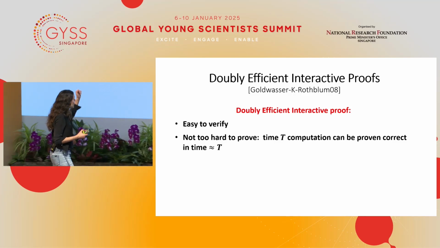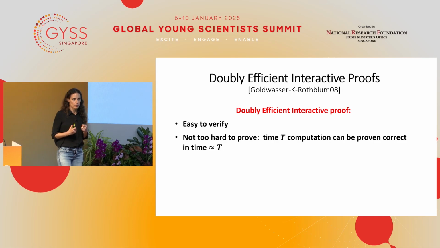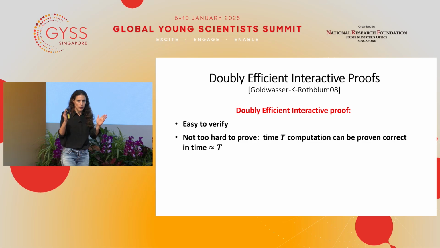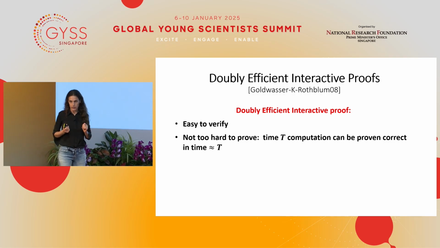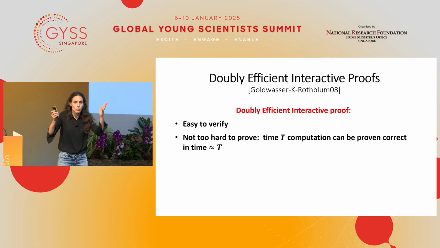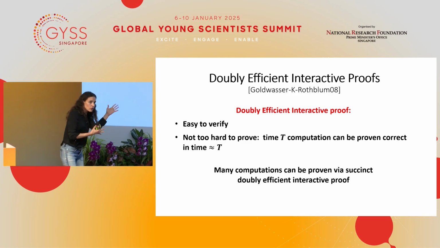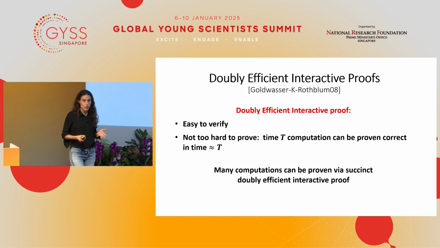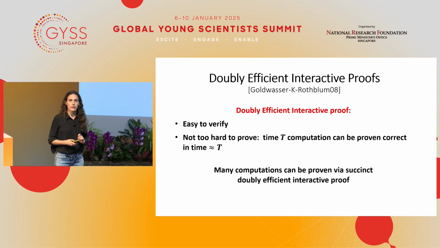And so we said, let's try to construct what we called doubly efficient interactive proofs, where the verifier should be very easy to verify. Okay, so it should be very short and very easy to verify. But also the prover is not all powerful. Also the prover should not have too much overhead. So if computing takes time t, proving should take time not much more than t. And we managed to prove that there are indeed many computations that can be proven using a doubly efficient interactive proof.